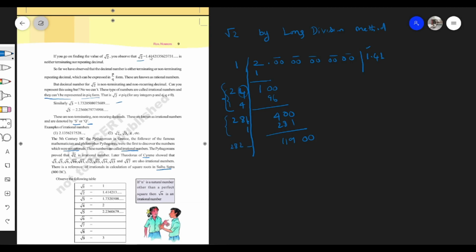Again keep a number here and here that suits 11,900. I am going to keep 4 anyway. So if I multiply with 4, I'll get 11,296. And again if you subtract this, 604, again drop down 2 zeros and actually you have multiplied with 4, so 2828.